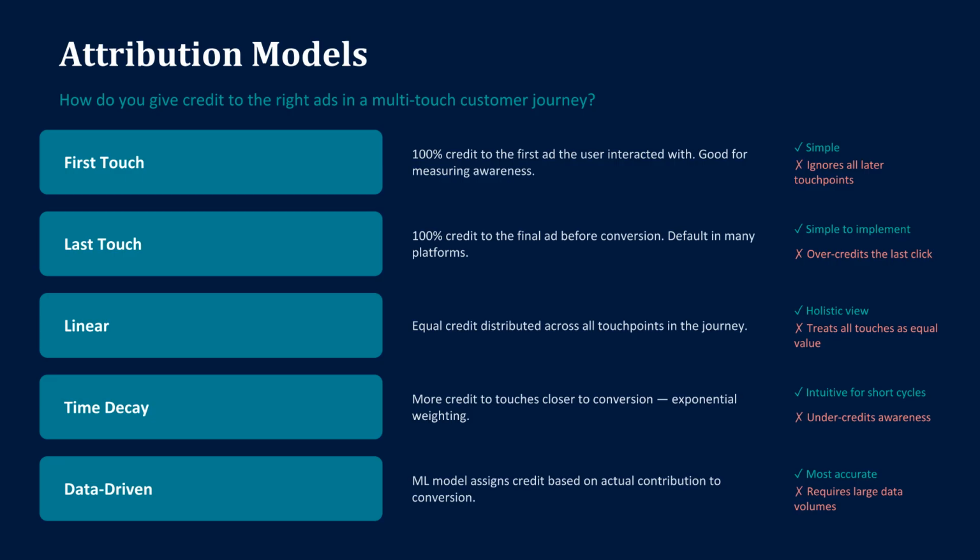Time decay attribution gives more credit to touchpoints closer to the conversion and less to earlier touchpoints. Data-driven attribution uses machine learning to analyze actual conversion paths and assign credit based on each touchpoint's measured contribution to conversion probability. Data-driven attribution is the gold standard but requires significant data volume. Many brands still default to last click despite its well-known bias.